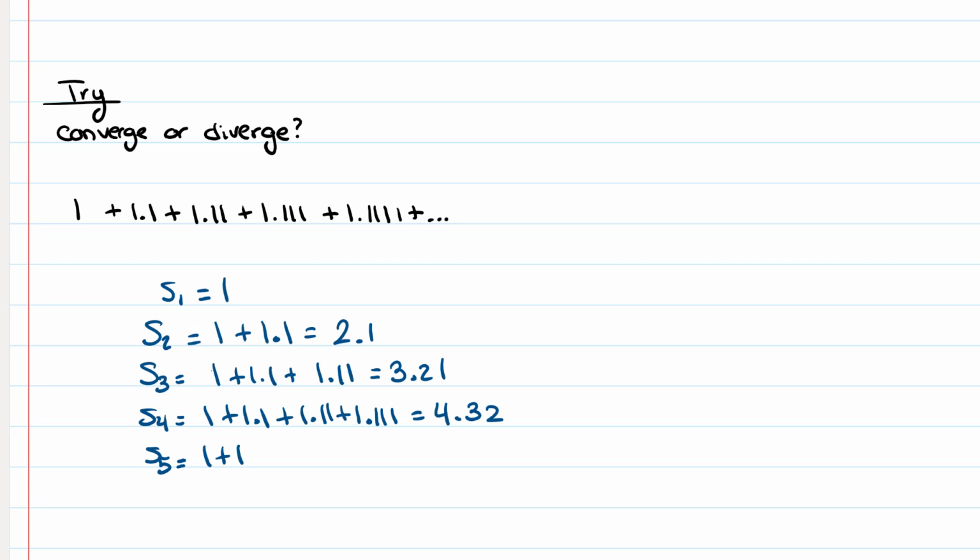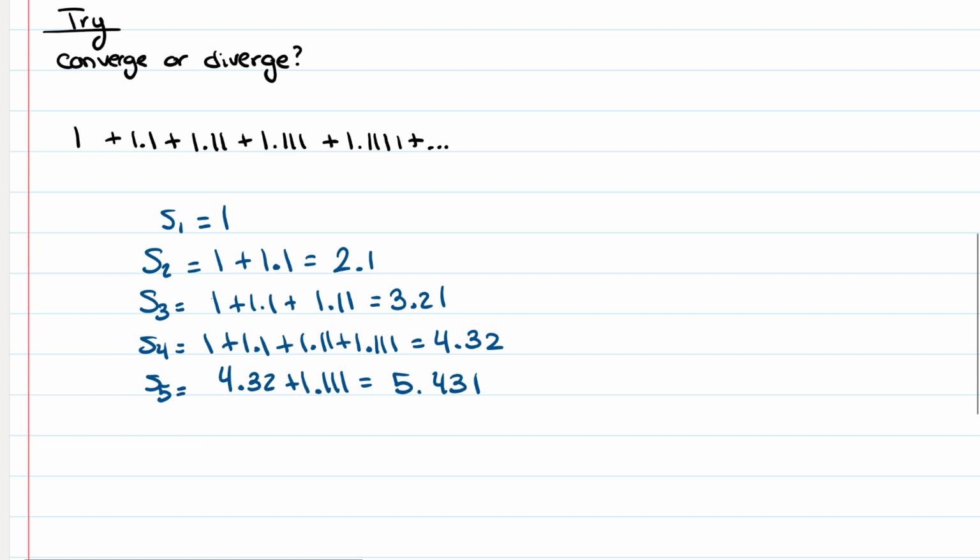So you take everything before, and instead of rewriting it, I can just write 4.32 plus the next term. And I get 5.431. And so I can see that these numbers are not starting to get smaller. They're not starting to converge towards anything. Therefore, the series diverges.